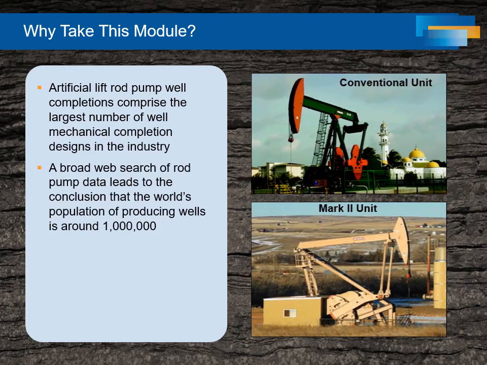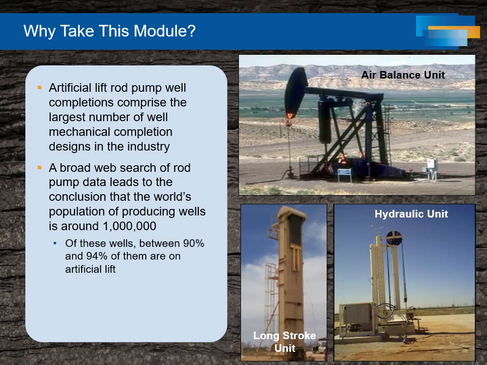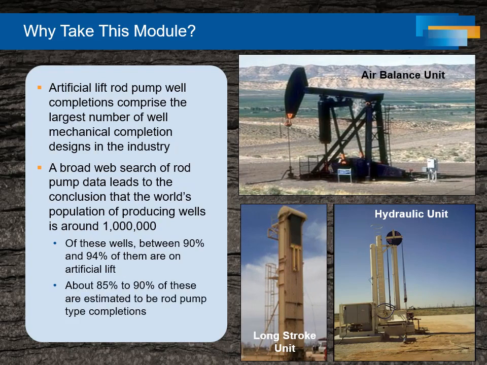A broad web search of rod pump data leads to the conclusion that the world's population of producing wells is around 1 million. Of these wells, between 90% and 94% of them are on artificial lift, and of these, about 85% to 90% are estimated to be rod pump type completions. So, just looking at the above approximations leads to the conclusion that rod pump units dominate, in total number of units, the industry's oil production output.